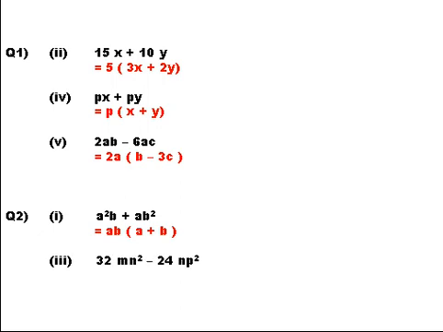Moving ahead with the next part. 32mn square minus 24np square. 32 and 24 have a highest common factor of 8, because in the table of 8 you get 32 and 24 both. Among the variables, n is present in both the terms, so the least power of n is taken common. So I have 8n as the common value. What is left now? 4mn in the first term minus 3p square in the second term. And you can always cross check the answer. So this becomes the answer for this part.